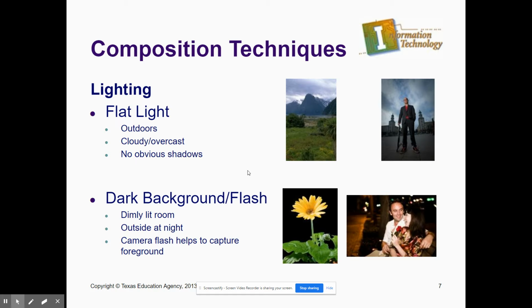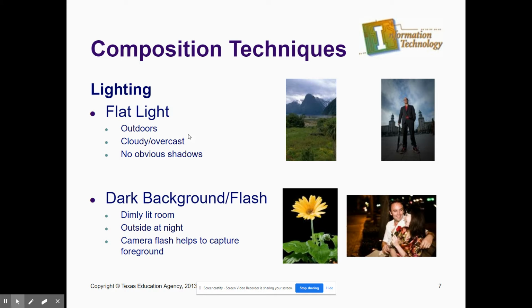All right, flat light. Now, flat light is like a cloudy overcast. There's no direct light source coming in. Obviously it's light because of the sunshine, still creating daylight, but it's not any direct source of light. So there's no obvious shadows, and it's usually created by a cloudy overcast.